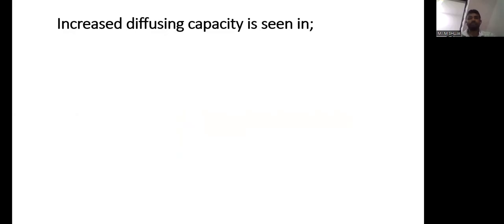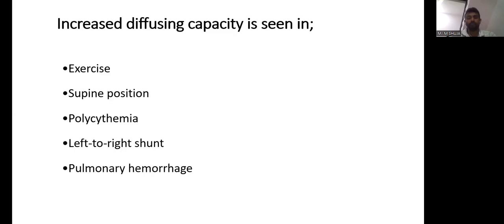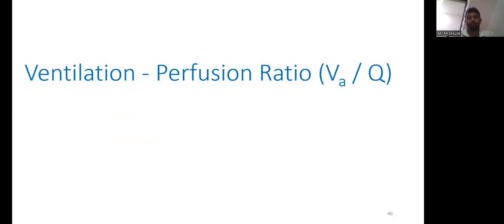Increased diffusing capacity is seen in exercise, supine position, polycythemia, left to right shunt, pulmonary hemorrhage, and during asthma. So these can be asked in MCQs.